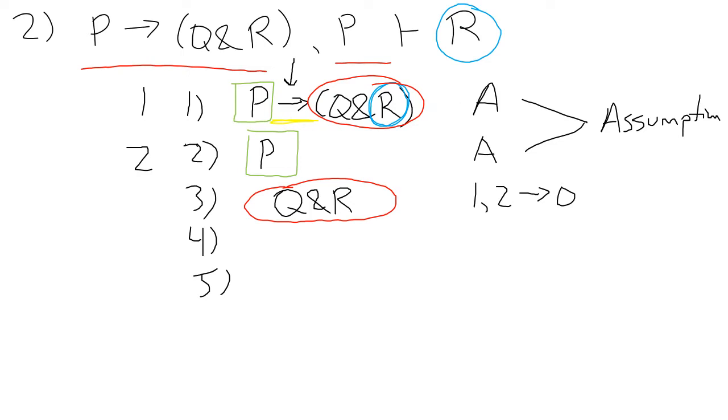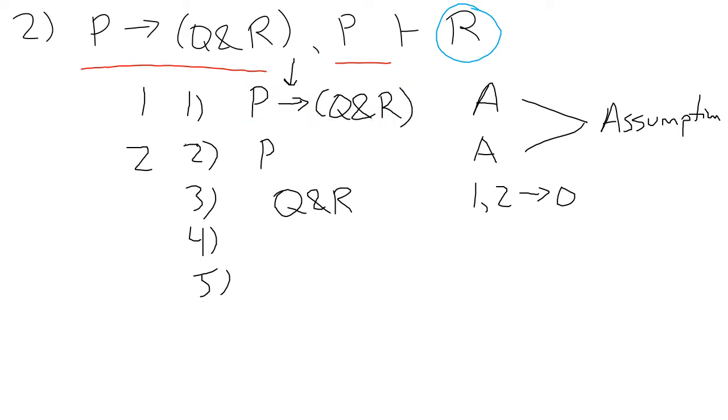So we're not done yet. We still need to get to R because that is what we're trying to prove. So I'm going to erase some of this stuff. So here we have a conjunction. Our main operator is the ampersand. And an ampersand says that I have a square on the left-hand side and a circle on the right-hand side. Those are called our conjuncts.